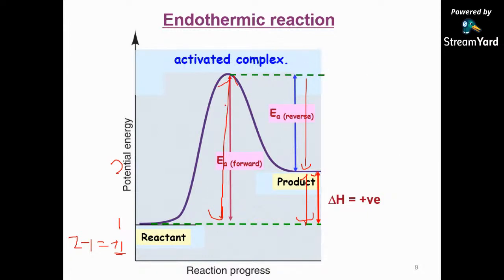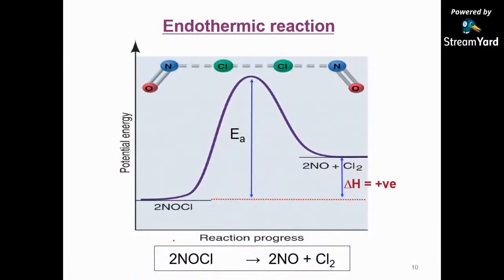For the x-axis, normally we write reaction progress, and for the y-axis, potential energy. Please take note now: when you know the species of the reactant, you must write the species of the reactant. Don't write in general. Since you know the reactant is NOCl, this is the species of the reactant, and this is the compound of the product. Write specifically. Don't write down reactant and product. So here label EA, and then here is the enthalpy.